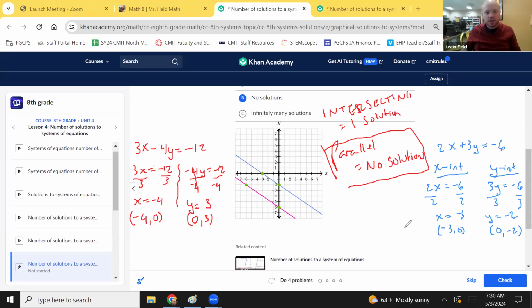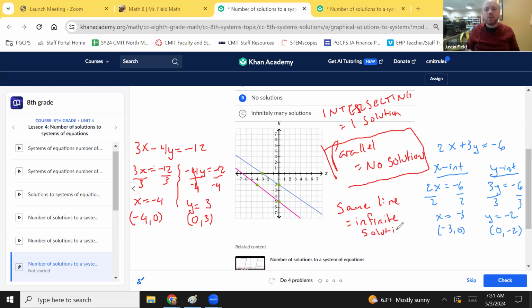And then the other thing that could have happened is we could have had two different equations that are actually for the same line, and it would look like that. And so when the two equations are the same line, so I'm going to write same line, that is infinite solution.